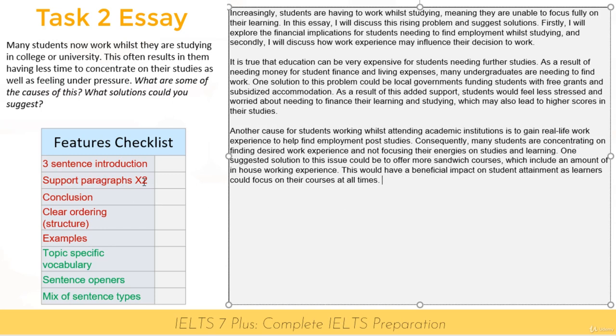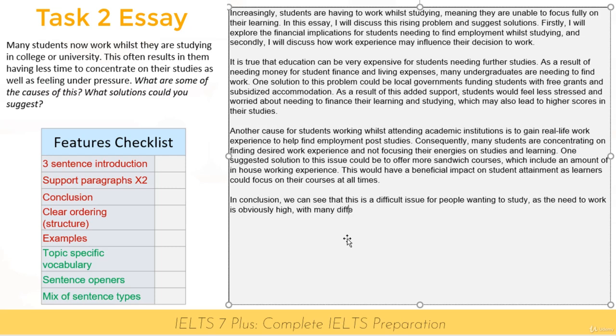Okay, my support paragraphs are complete, so it's now time to go to my conclusion, which is not going to include my opinion, so I just need to paraphrase this issue and everything that I've discussed in one sentence here. Let's begin with, in conclusion, a great way to start your conclusion paragraph. In conclusion, we can see that this is a difficult issue for people wanting to study, as the need to work is obviously high, with many different reasons for needing employment. That kind of just sums up the whole issue in one sentence.